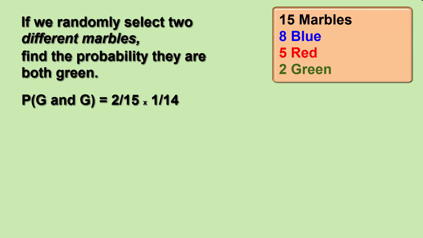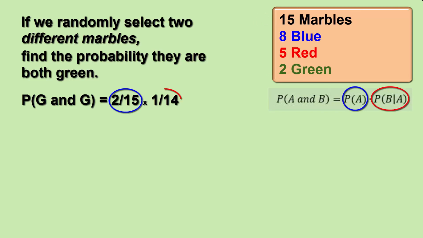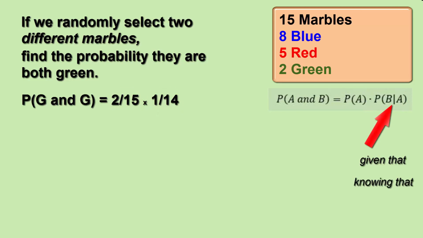This is because if we did select a green marble first, we would have to keep it out, reducing the number of available green marbles down to 1 and the total marbles available down to 14. The actual multiplication rule is this. It's used when two things are selected. The probability of A and B is equal to the probability of A happening times the probability of B happening given A already occurred. The little vertical segment is read "given that" or "knowing that."